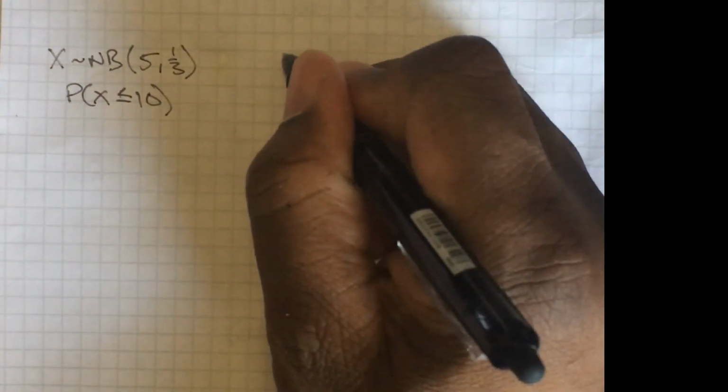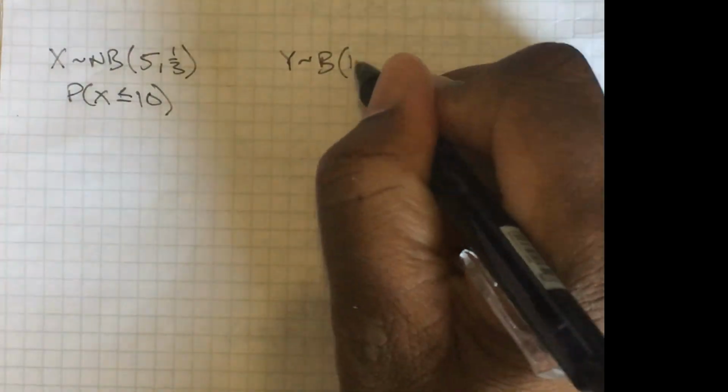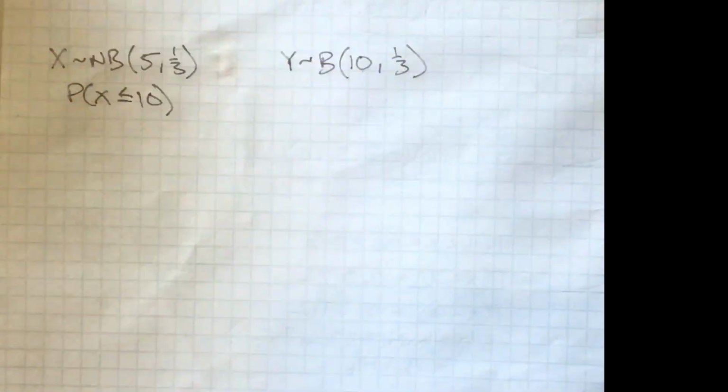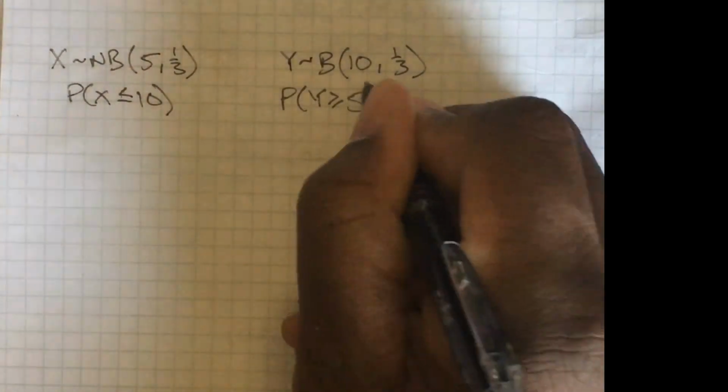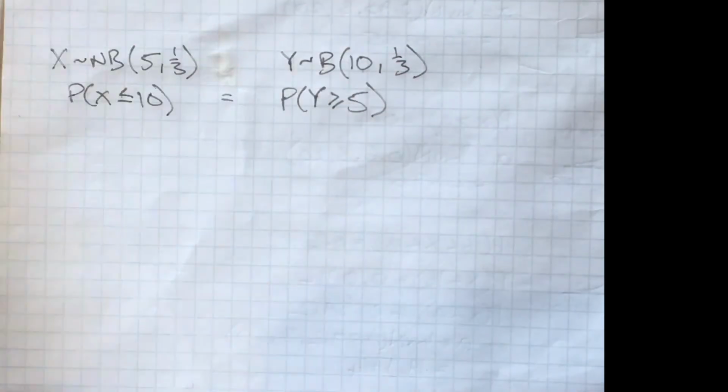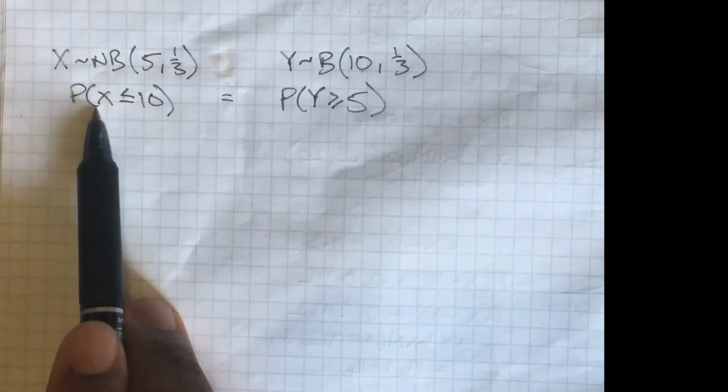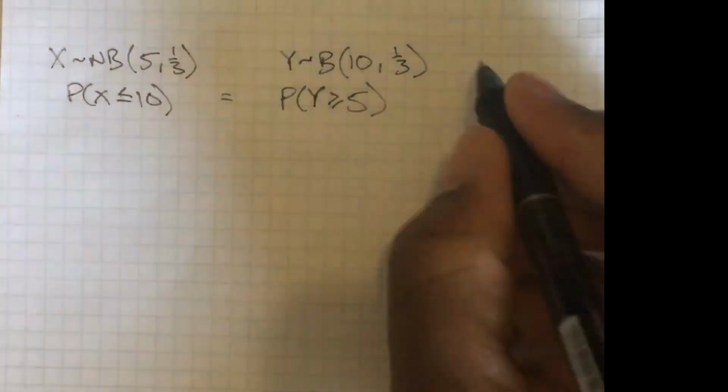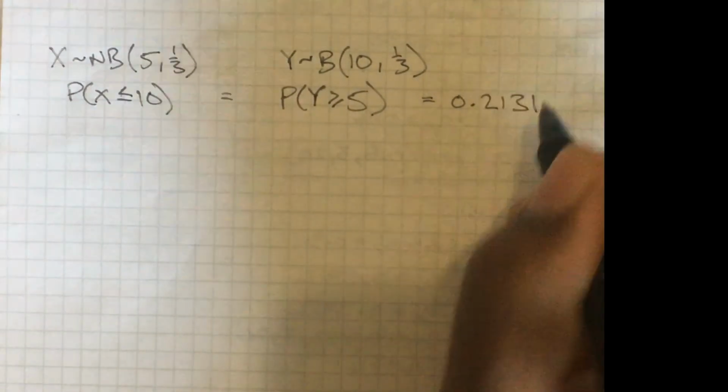The way I'm going to represent this is to actually define a new distribution. It's not that new. These 2 distributions coexist together. This is just going to be a standard binomial distribution where I have the number of trials, which are going to be 10, the probability, which is going to be the same 1/3, and the probability that the number of successes is greater than or equal to 5. Now that is equivalent to the probability that the number of trials is less than or equal to 10. If I can work out this, it will answer the original question, and together we get an answer of 0.2131.